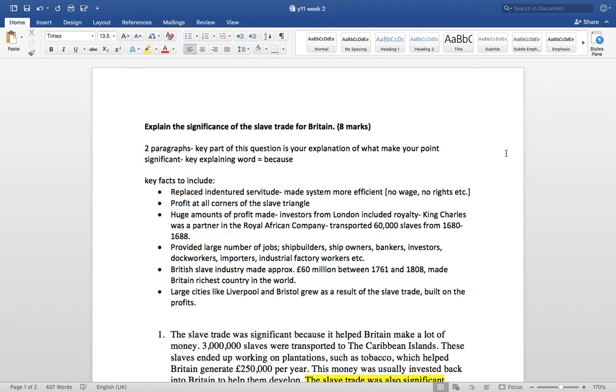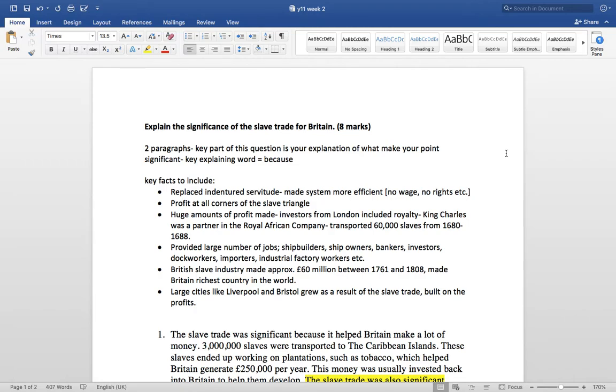British slave industry made approximately £60 million between 1761 and 1808, and that made Britain the richest country in the world. Being the richest country in the world meant you're also the most powerful country in the world. So it's not just about the money, but it's also about status and what that gives Britain.